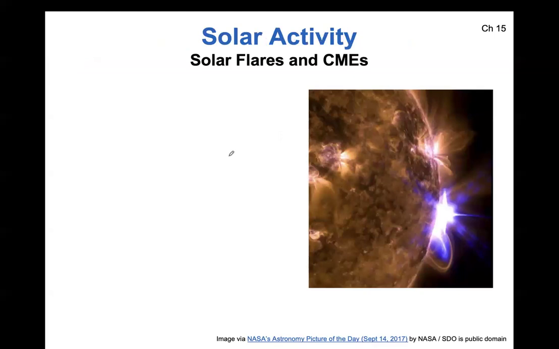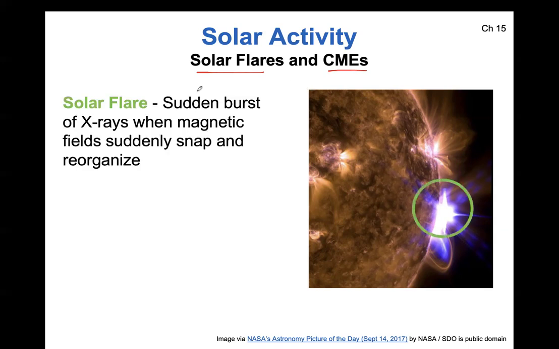But getting into the next key solar activity or solar event, which is a type of solar activity, are solar flares and CMEs. Solar flares and CMEs are the two most high energy events that can happen on the surface of the sun. And CME stands for coronal mass ejection, which you'll see in a moment.